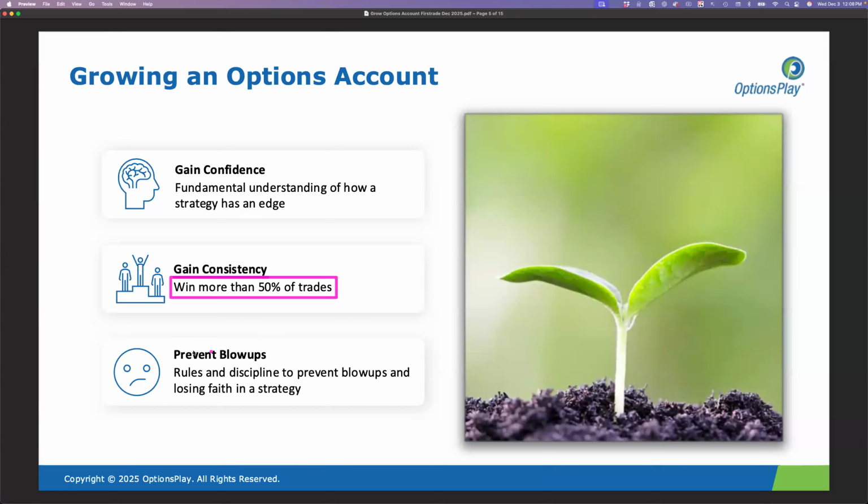And then lastly, the most important part, arguably, which is preventing blowups. Having rules and discipline that can prevent blowups and prevent you from losing faith in the strategy. Because there are lots of strategies where you have winning trades more than 50%. You might even have a fundamental understanding of how the trade works, but because you are not following a disciplined rule for position sizing, many times you might find yourself blowing up. And a lot of times that's following a string of winners.